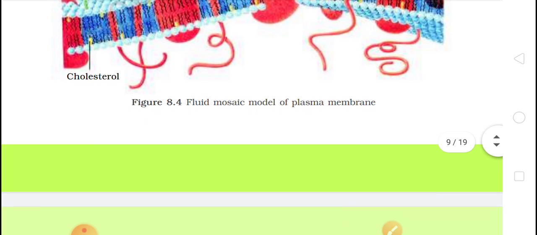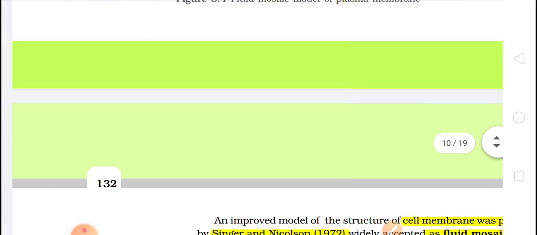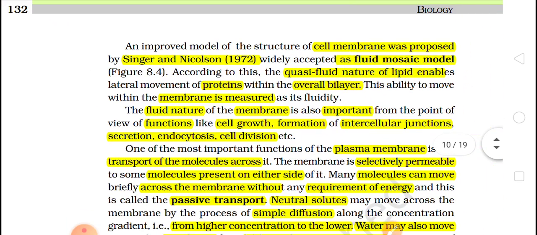The fluid mosaic model of the plasma membrane. Fluid mosaic, children, has a quasi-fluid nature. Quasi-fluid means it is neither a solid nor a liquid. It is of medium consistency, we can say. It is between solid and liquid, which ensures its flexibility. So we will discuss the fluid mosaic model in detail here.